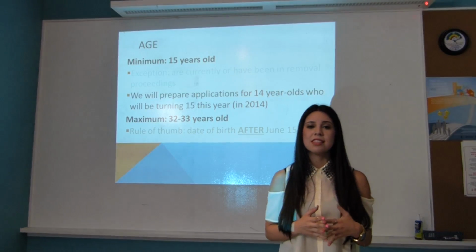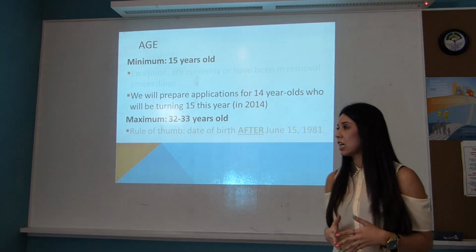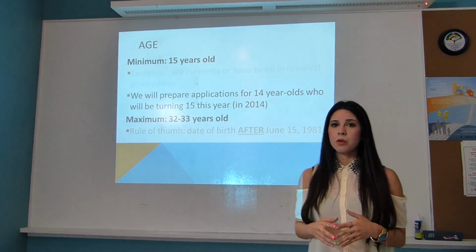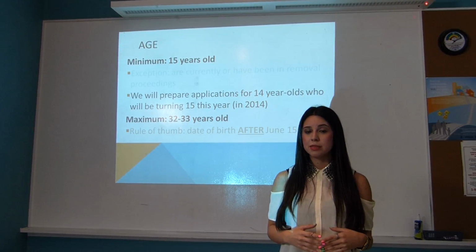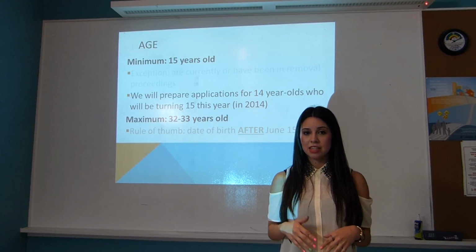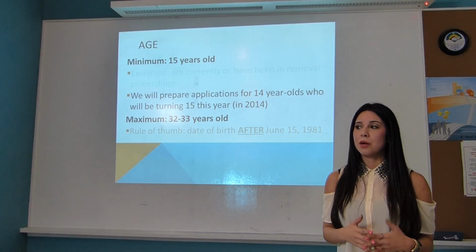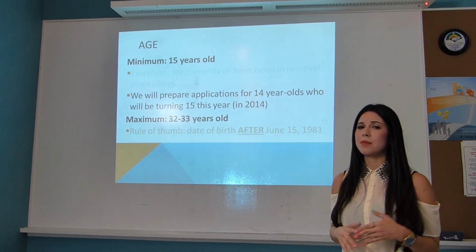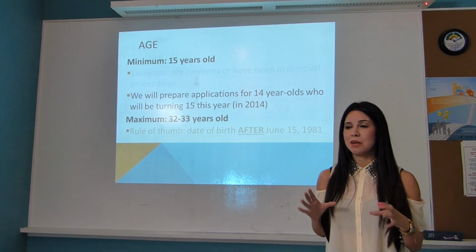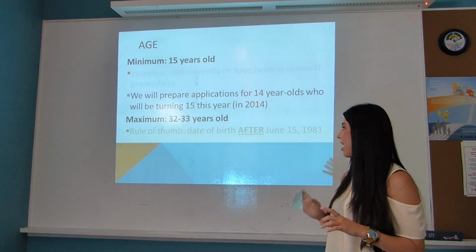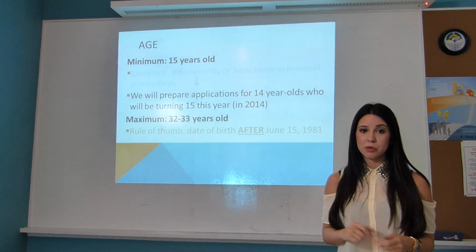The only exception to this is if they are currently in removal proceedings, then they can be under 15. We will be preparing applications for people who are 14 and going to be turning 15 this year, in 2015. So if they turn 15 sometime later this year, we will be able to help them. The maximum age to apply for DACA is between 32 and 33 years old. It just depends, but a good rule to remember is that their date of birth must have been after June 15, 1981.